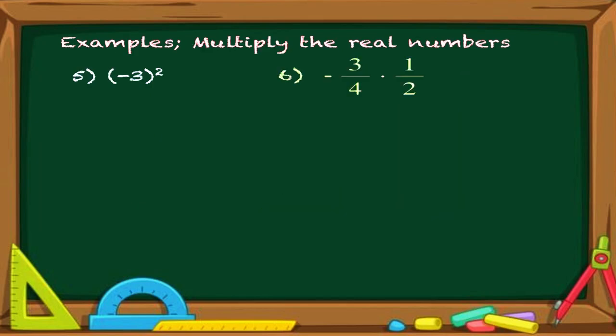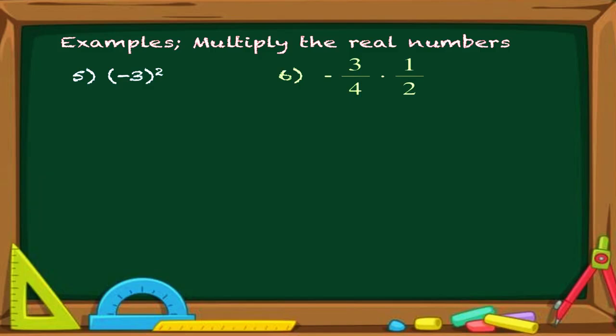These next examples, we're going to multiply the real numbers. So when we're multiplying real numbers, we just have to remember what to do with our negative signs. If there's an even number of negative signs, then the answer is going to be positive. If there's an odd number of negative signs, the answer is going to be negative.